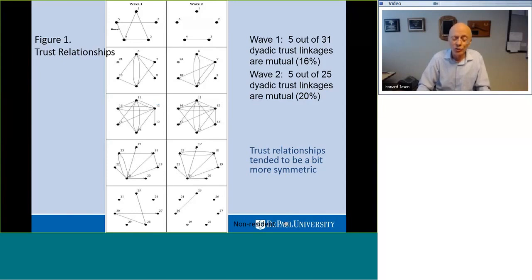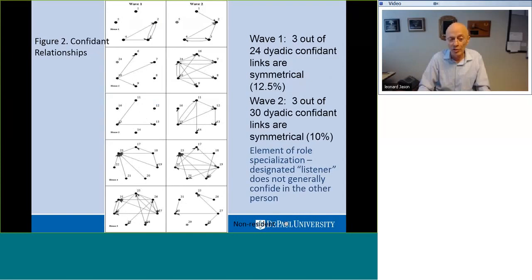Ultimately, John Light, a sociologist at Oregon Research Institute, and Nate Dugan, a person at Ohio State, began working with us as well on trying to understand some of the dynamics using more quantitative methods of looking at, for example, trust in Oxford Houses over time. And we found that trust relationships tended to be a bit more symmetrical, which this graph shows. But confidant relationships, the element of role specialization, where someone's a listener, did not generally confide in the other person. We didn't see that type of reciprocal nature as we did with trust.